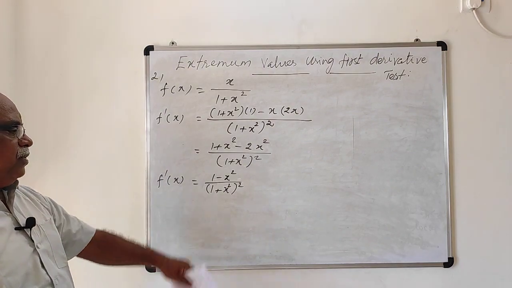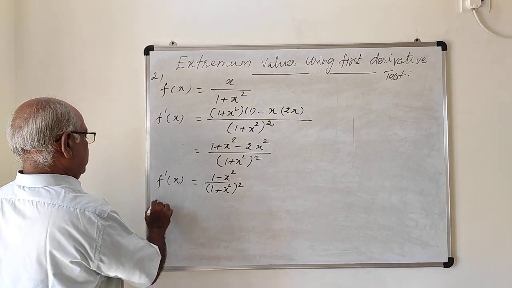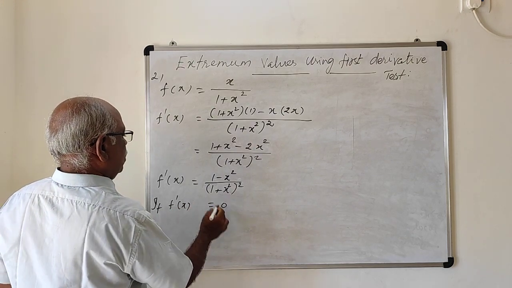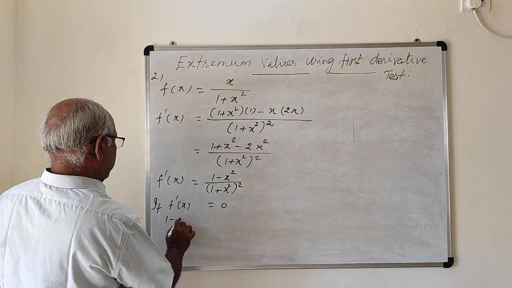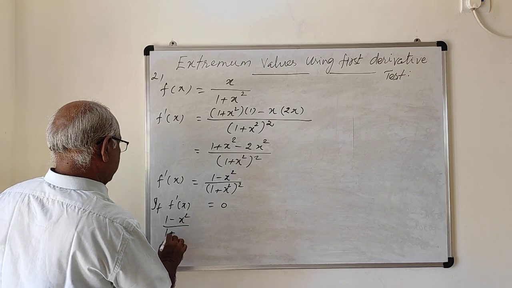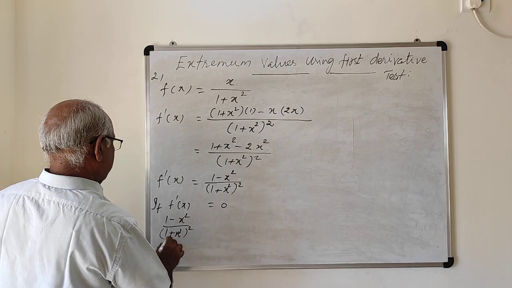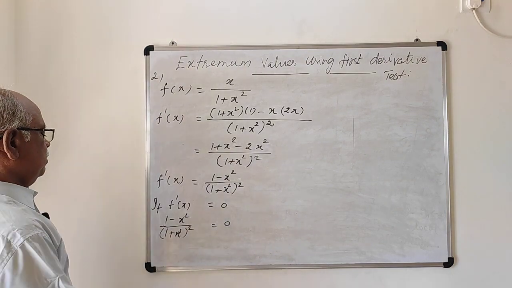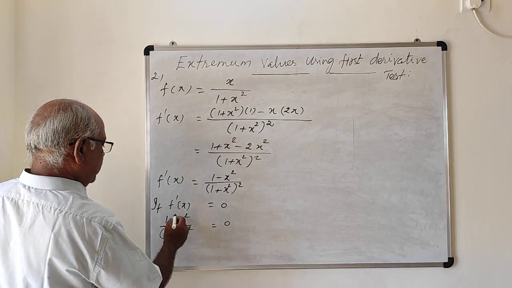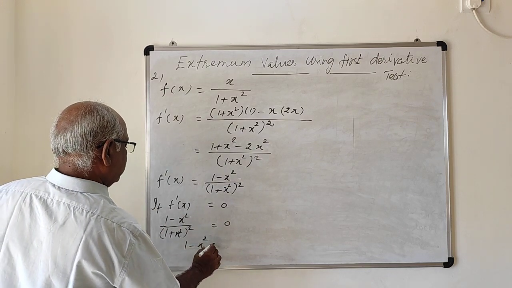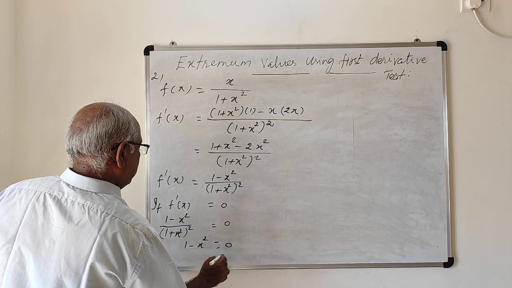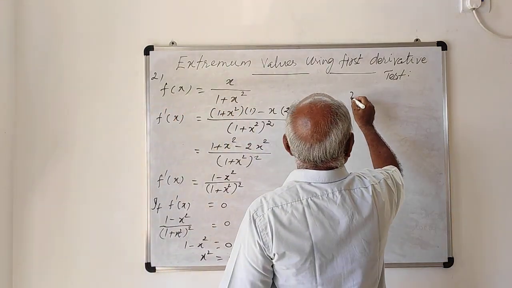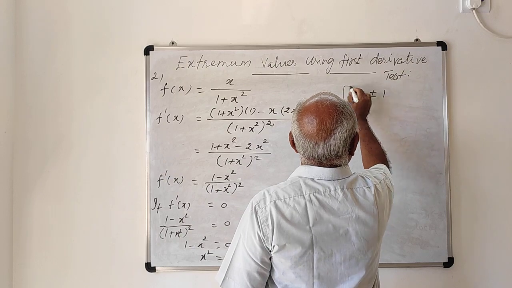Now, equating f dash of x to 0. If f dash of x equals 0, this implies (1 minus x square) by (1 plus x square) the whole square equals 0. This implies the numerator is 0, so 1 minus x square equals 0. So x square equals 1 and x equals plus or minus 1.